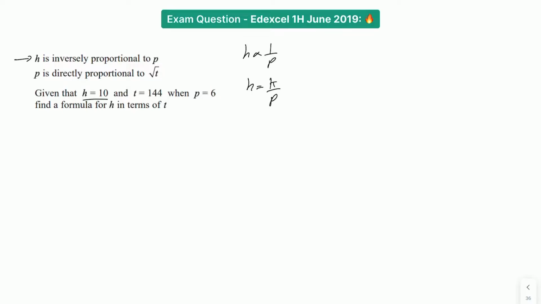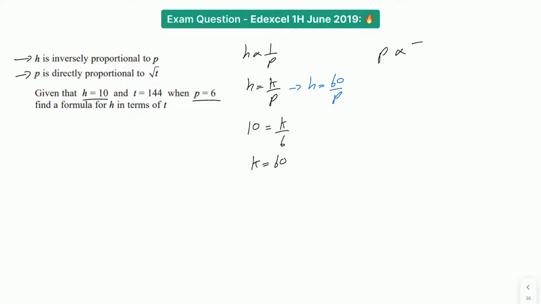Given that H is 10 when P is 6, so H is 10, P is 6, I know that here K is 60. That means I can write this as H is 60 over P. Perfect. So now that I've looked at that, I'm now going to look at this one.